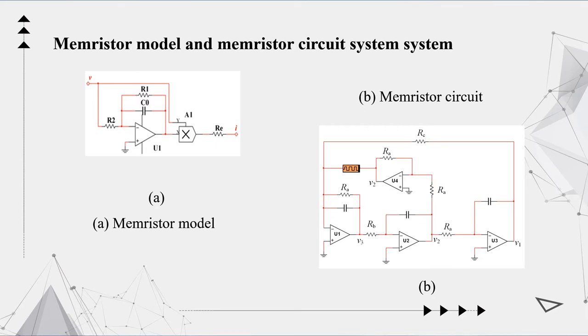In 1971, Chua pointed out from the point of view of logic and assumed that there should also be a circuit element in nature, which represents the relationship between magnetic flux and electric charge. In 2008, researchers at HP made the first nanometer memristor device, setting off a bomb in memristor research.